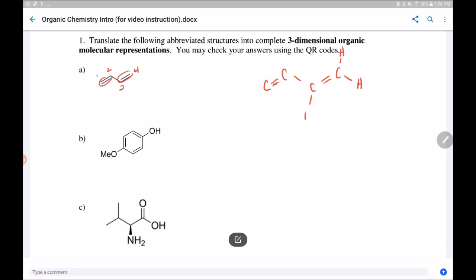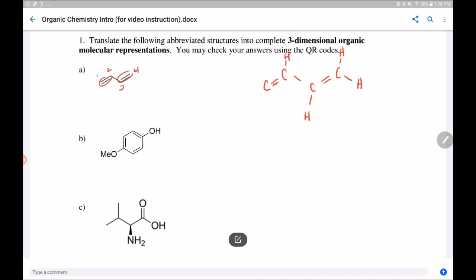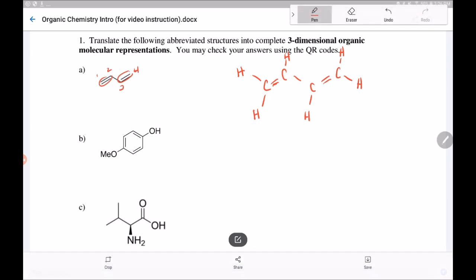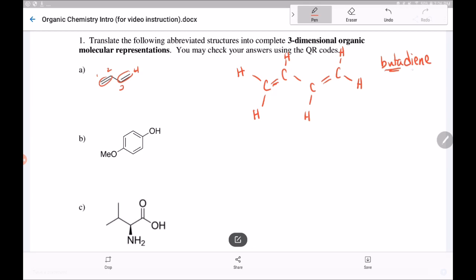bonds. These are planar structures, trigonal planar geometry. So there are no tetrahedra here because the carbons have double bonds. So that's the first molecule. Its name is butadiene. Butane has 4 carbons. Diene means 2 of these double bonds, 2 enes.